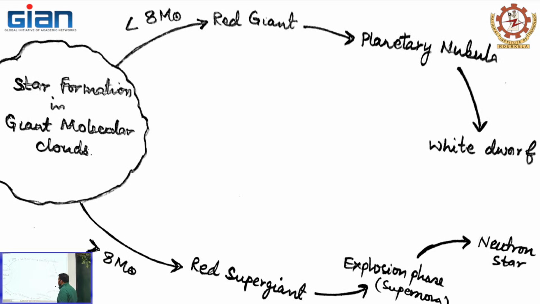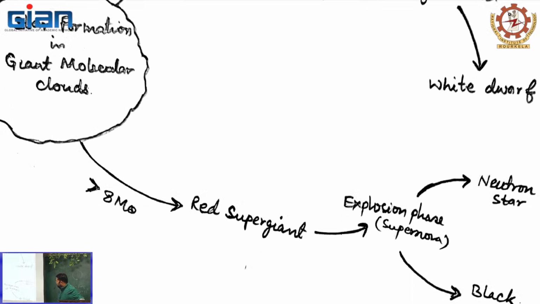Okay, now the stars which have initial mass greater than 8 solar masses go through different evolutionary phases. For example, they become red supergiants, and they also explode as a supernova, and depending upon their initial mass, they either become a neutron star or a black hole. Typically the initial mass range to become a neutron star is 8 solar masses to 25 solar masses. So if the initial mass of the star is between 8 and 25 solar masses, the final outcome of the star would be a neutron star, and if the mass of the star is more than 25 solar masses, the star will eventually become a black hole.